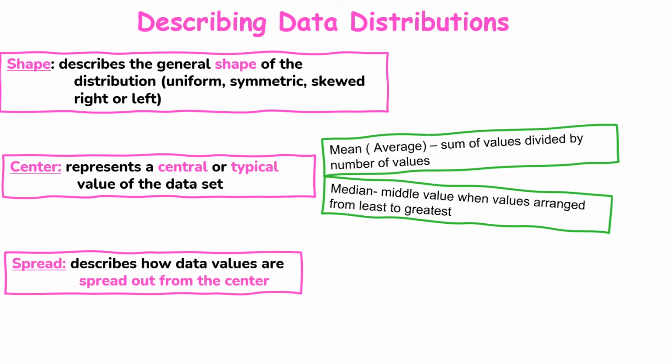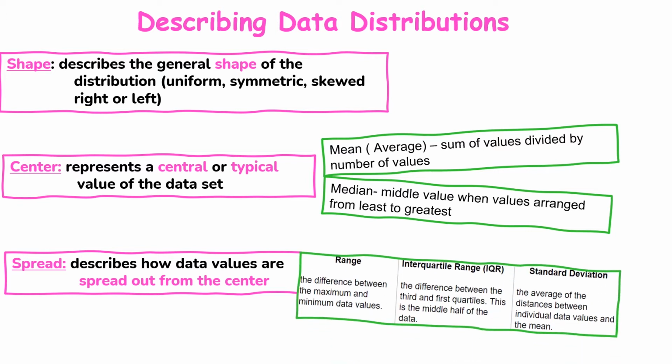And the last thing we use is called the spread, that describes how the data values are spread out from the center. And when we're looking at the spread, we look at the range, the interquartile range, and the standard deviation. With the range, that is the difference between the highest and lowest values. The interquartile range, the difference between the first and third quartiles. So if you're not familiar with interquartile range, please see my video on box and whisker plots and dot plots. It goes into further detail about that information.